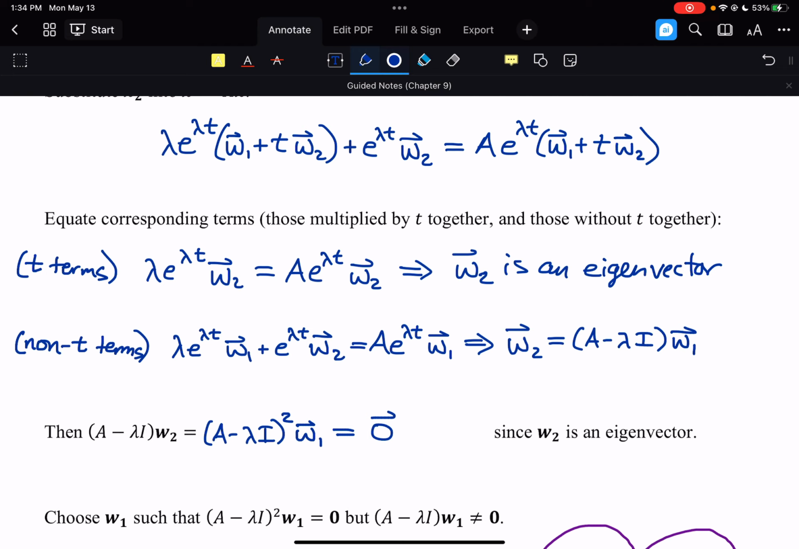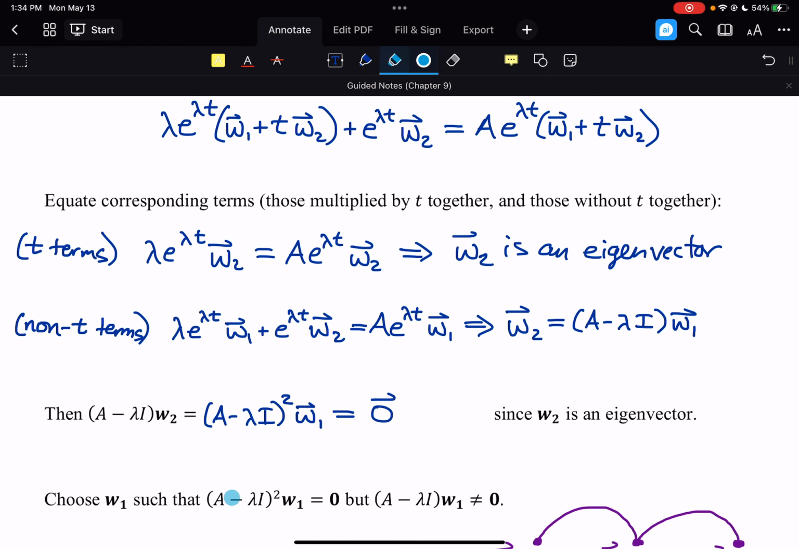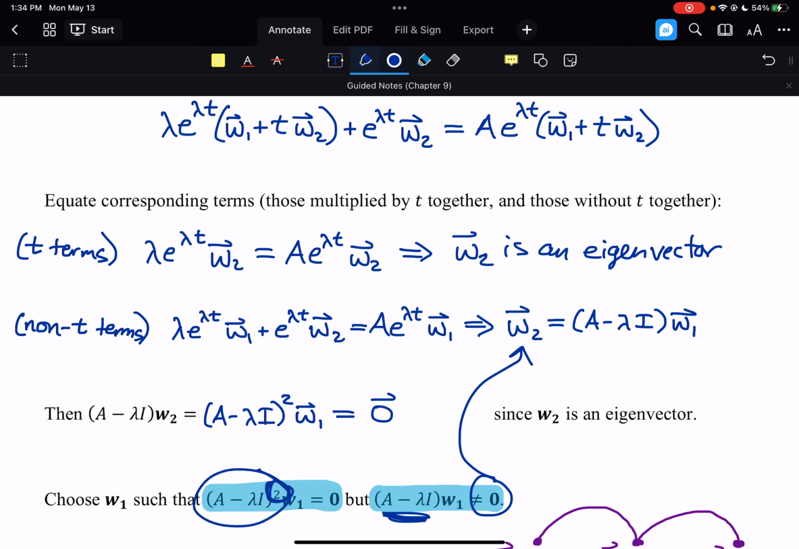So when it comes to finding W1 and W2, we need to choose a vector W1 such that W1 times A minus lambda I squared gives us the 0 vector, but A minus lambda I times W1 does not give the 0 vector. So we need to choose a vector that when we multiply it by A minus lambda I does not give us 0, and instead will give us W2. But then when we multiply it again by A minus lambda I, because that's squared right there, we should get the 0 vector out of that result.